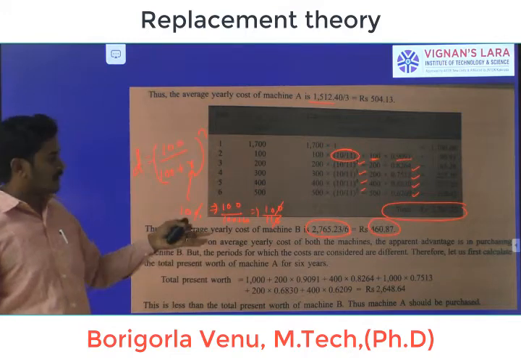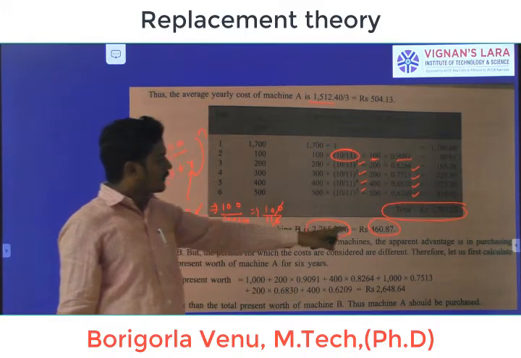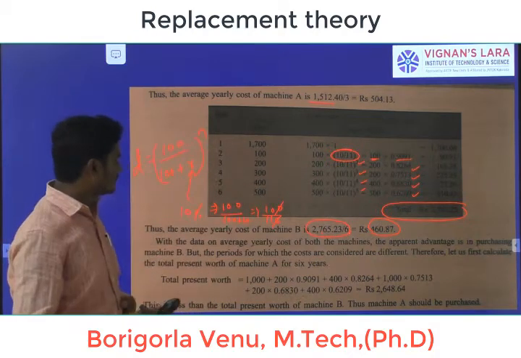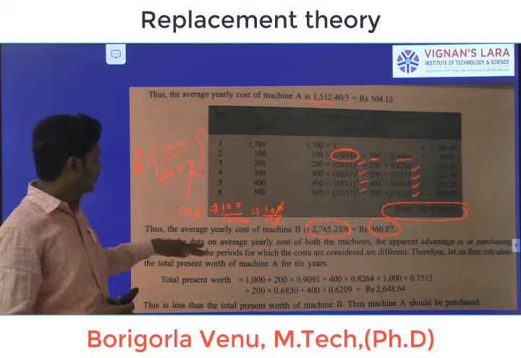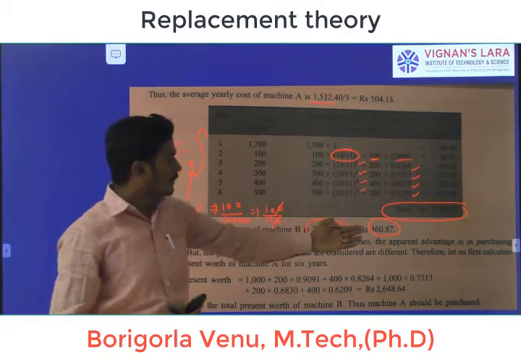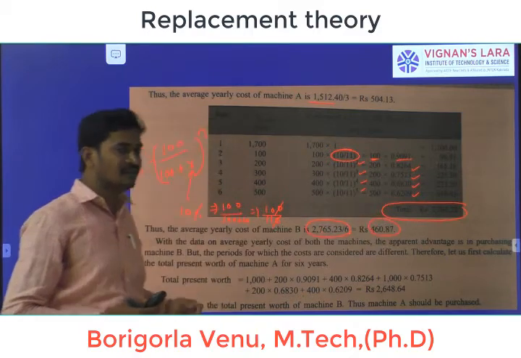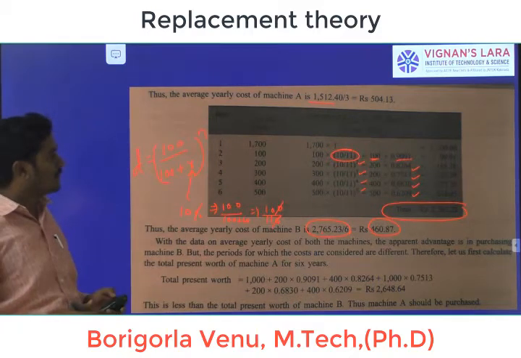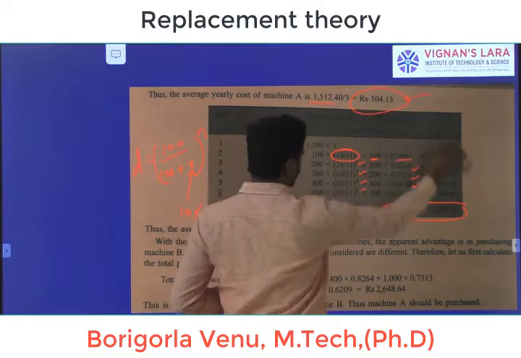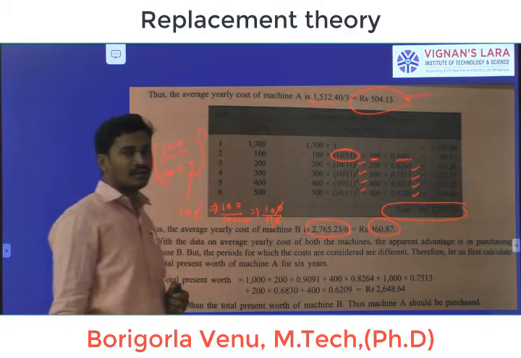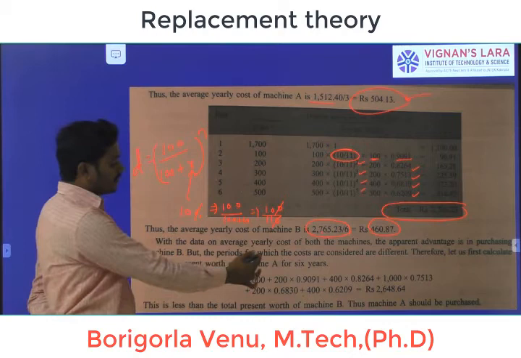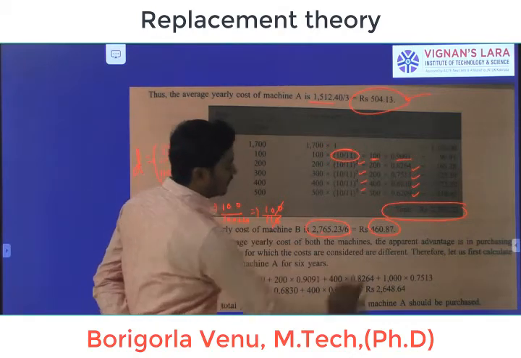Every year we are going to expend 460.87 rupees. From this, with the data on average yearly cost of both the machines, the apparent advantage is in purchasing machine B. Because at machine A we have the highest cost value 504.13, but here for machine B we have a lower value of 460.87. But the periods for which the costs are considered are different.